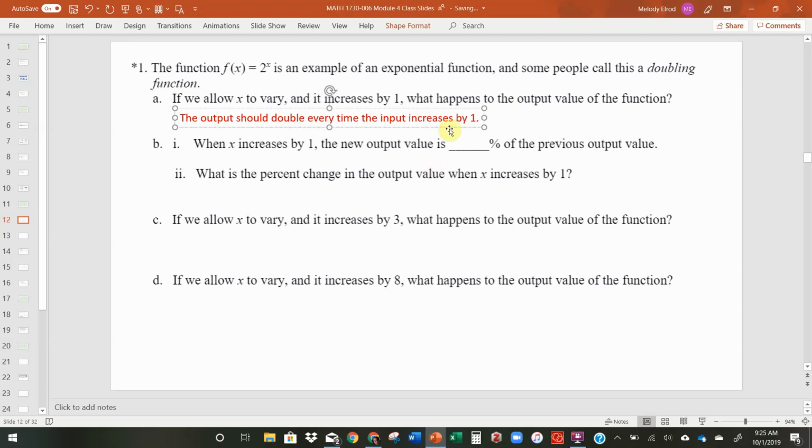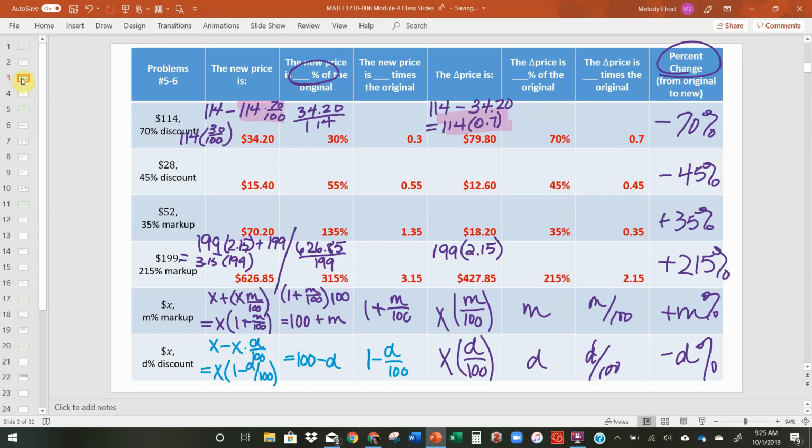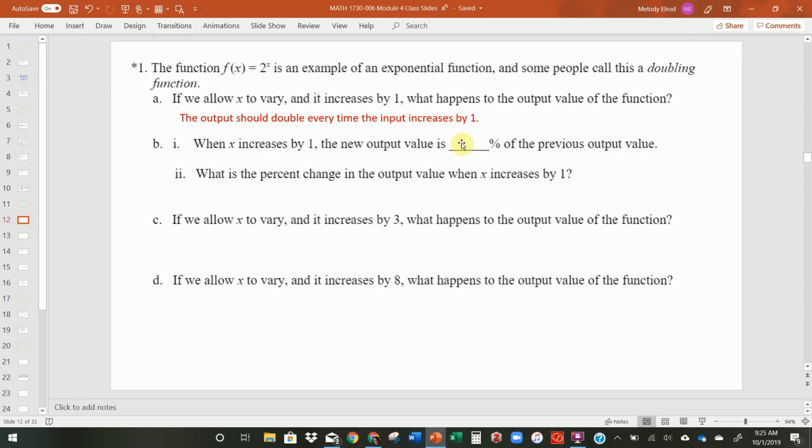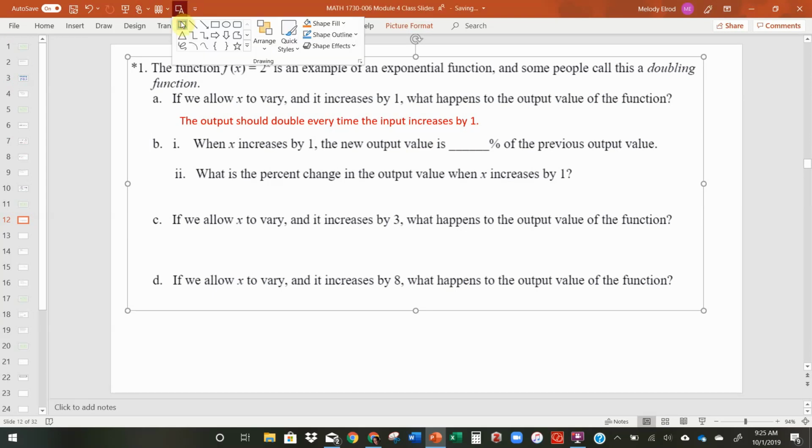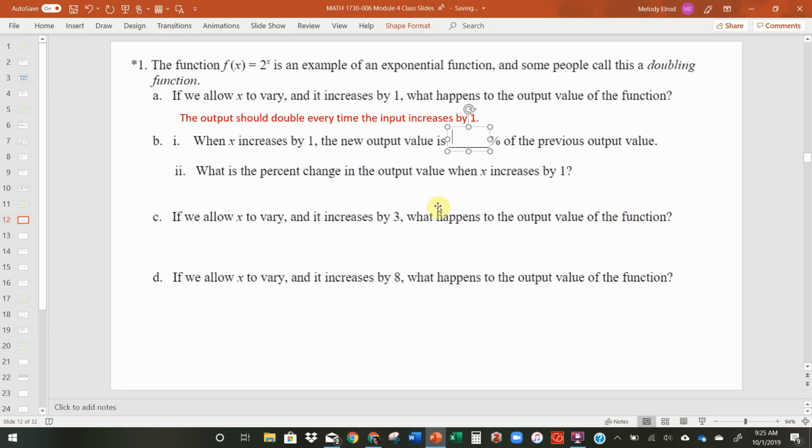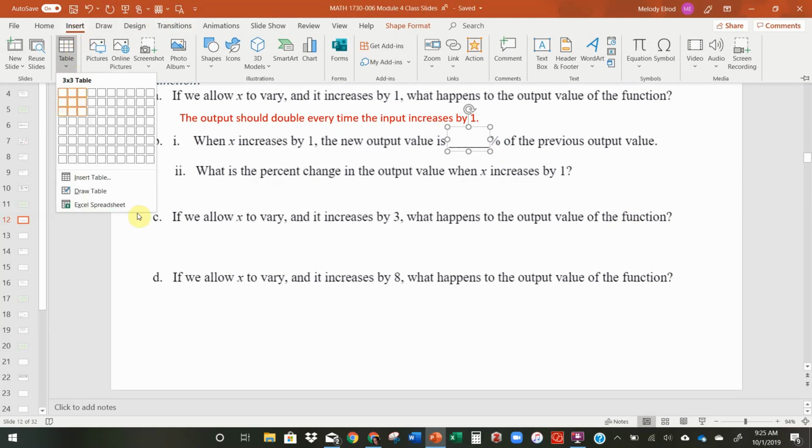Okay, so when x increases by 1, the new output is what percent of the previous output? Now this is a little sticky wicket here. A lot of students have difficulty with this, but consider this idea. We talked about this yesterday, this idea of percent change versus percent of. And what they're asking us here is the new output is what percent of the old output, right? So consider for just a second, let's give ourselves a little table. I'm going to put in a little table down here.